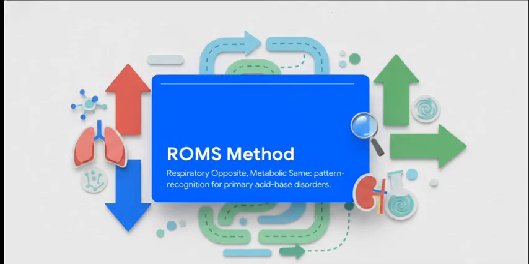Okay, let's dive right into this superpowered technique by defining our core acronym, ROMS. This simply stands for Respiratory Opposite Direction, Metabolic Same Direction. It is a brilliant pattern recognition technique that completely removes the guesswork from identifying primary acid-base disorders. Understanding how to use the first arrow for your raw data and the second arrow for this ROMS rule is going to guide absolutely everything we do today.